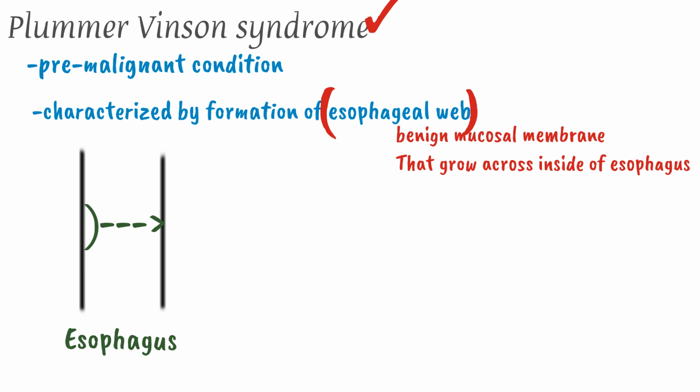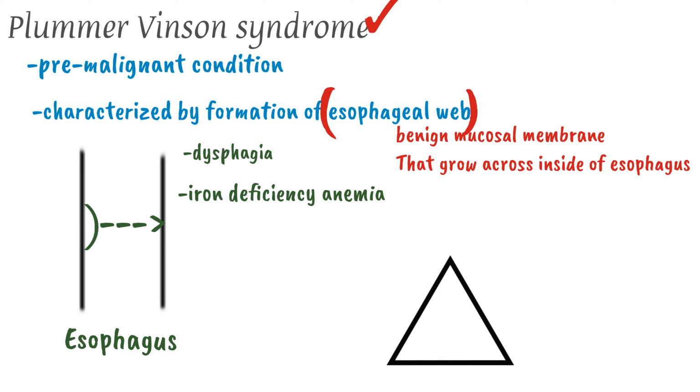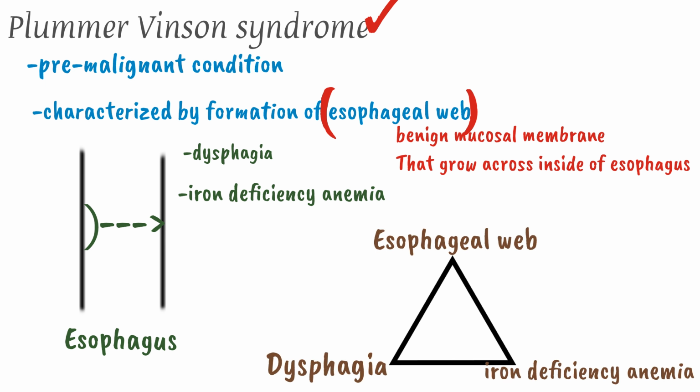As a result of this, there will be difficulty in swallowing of food, which can lead to dysphagia, and this esophageal mucosal membrane can rupture, leading to iron deficiency anemia. So the Plummer Vinson syndrome clinically will present with a classical triad of esophageal web, dysphagia, and iron deficiency anemia. And as the Plummer Vinson syndrome is a pre-malignant condition, it increases the risk of squamous cell carcinoma of the esophagus.